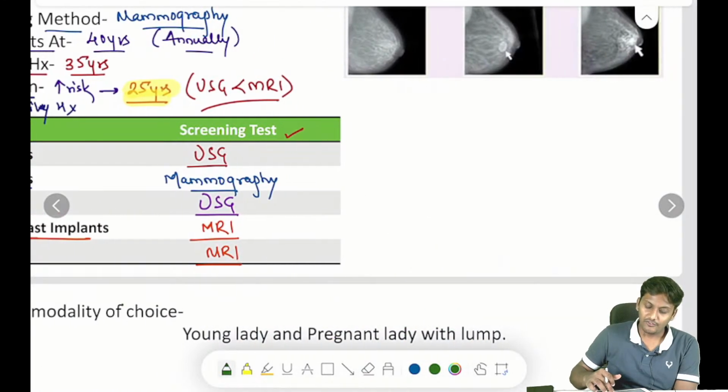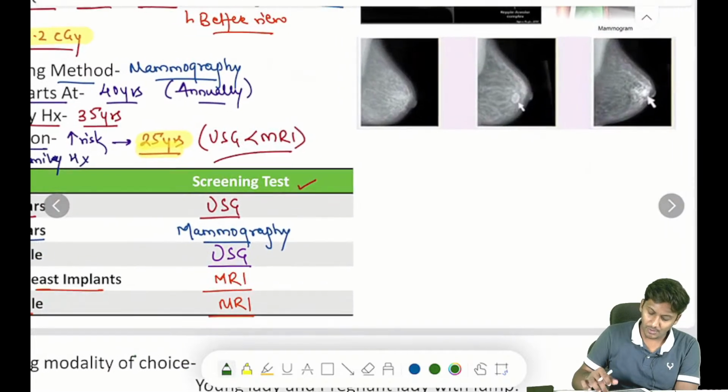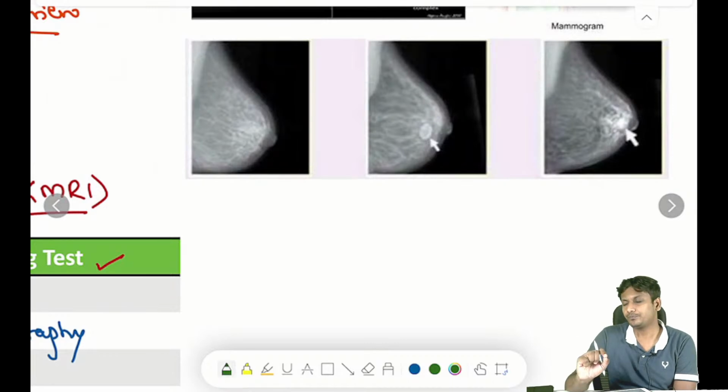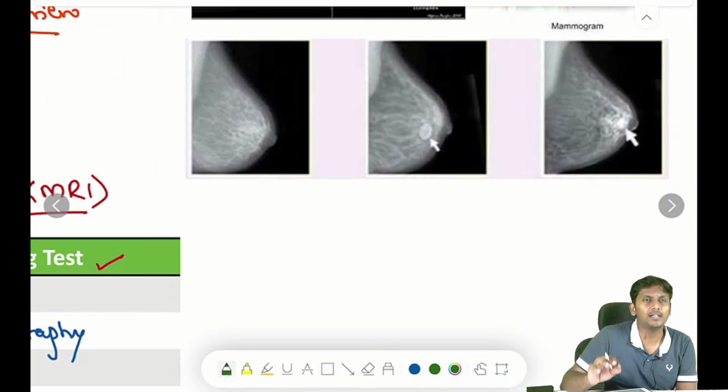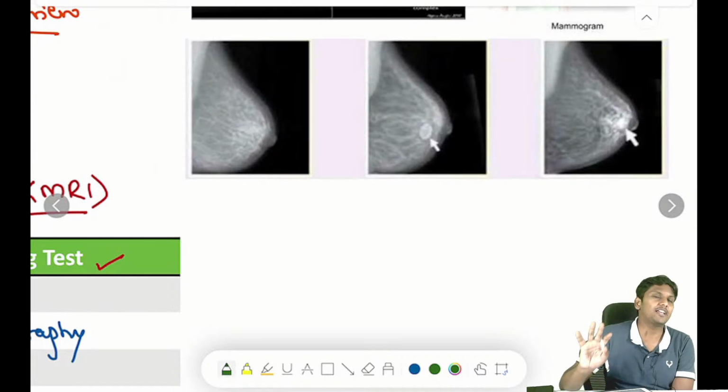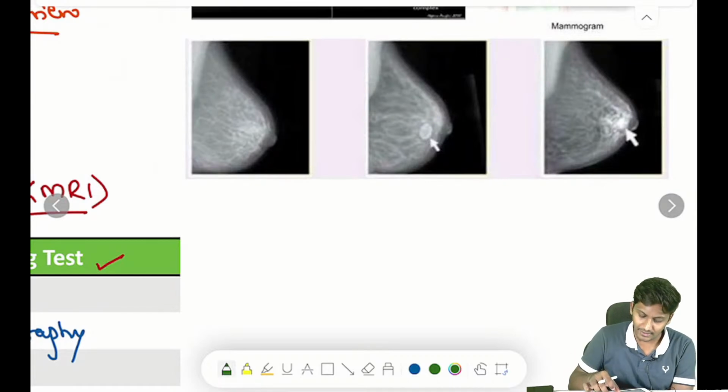Now if I talk about mammography, we have spoken about the two views, the craniocaudal and the mediolateral oblique view. Now how are we going to identify a benign lesion or a malignant lesion on a mammography? This is important. They might give you an image of mammography, but more importantly, they might mention the features of the image in the question itself. So remember, it is very important because the mammography findings can easily tell you whether it is a benign lesion or a malignant lesion.